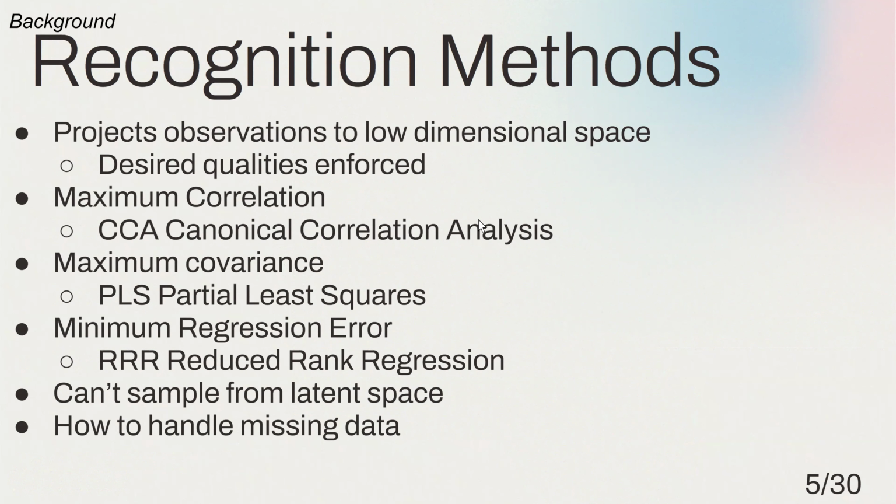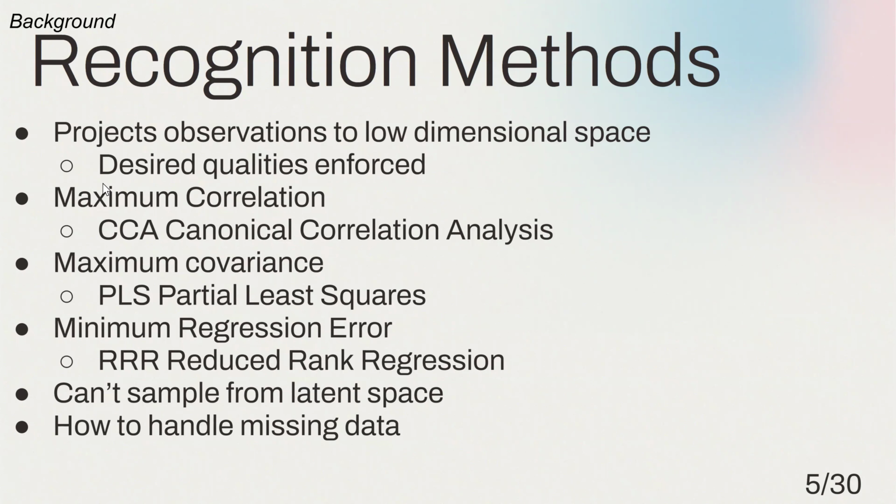So in the paper, they talk about traditional methods for trying to find a latent representation, or latent factors, to represent the brain data. Some of these that they talk about in the beginning are recognition methods, which are basically just projecting the observations to a lower dimensional space. There are some traditional methods for doing that.